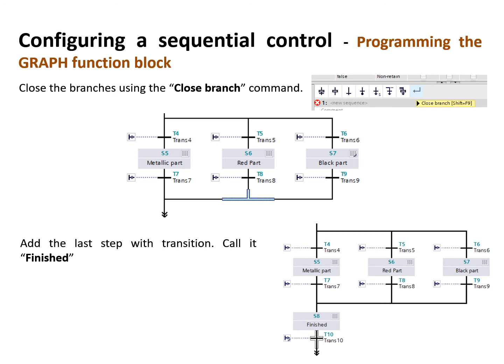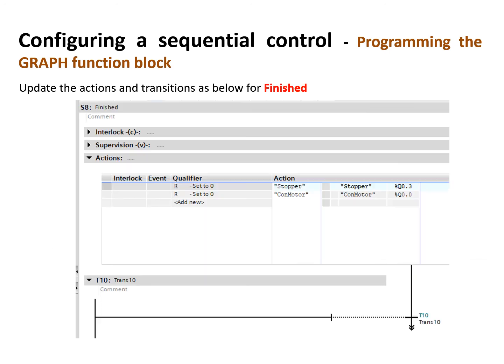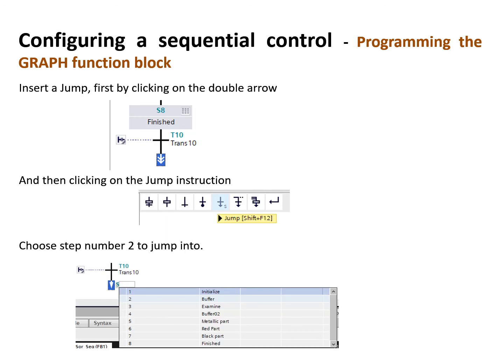And now the last one, the finish. Let's see what we have. Update the action and transition as below for the finish. For the finish, we need to reset the stopper because the stopper should go back to its place, and we need to reset the conveyor motor. We need to just stop the conveyor motor. Inside the transition, we don't have any condition, so we'll move immediately after executing these actions to the next step.